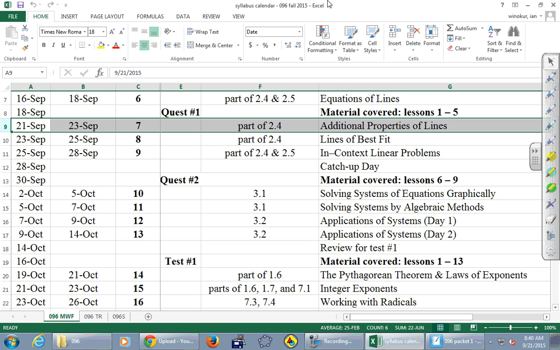Okay, good morning, welcome back. This is lesson number 7. Today we're going to cover something called additional properties of lines.